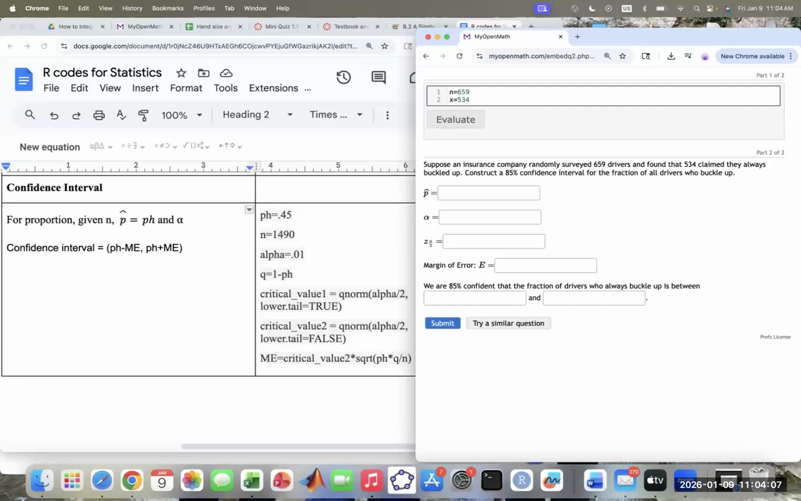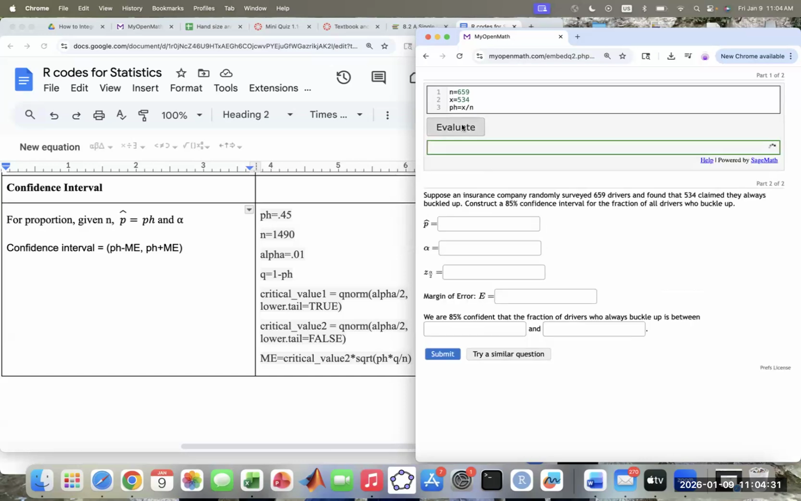And then my p hat over here, I'm going to write it here. Because I'm going to use the code, which has the p hat, I'm going to copy that. It equals the number of people who buckle up, x, divided by how many people total I surveyed. So that would be my p hat. When you evaluate this, you will get the answer. I'm going to copy this and paste it to the part.